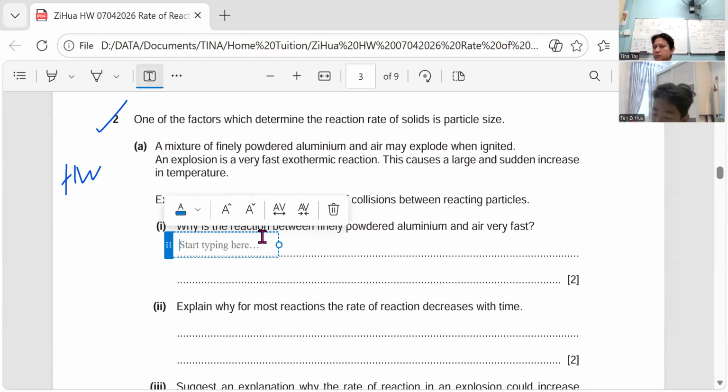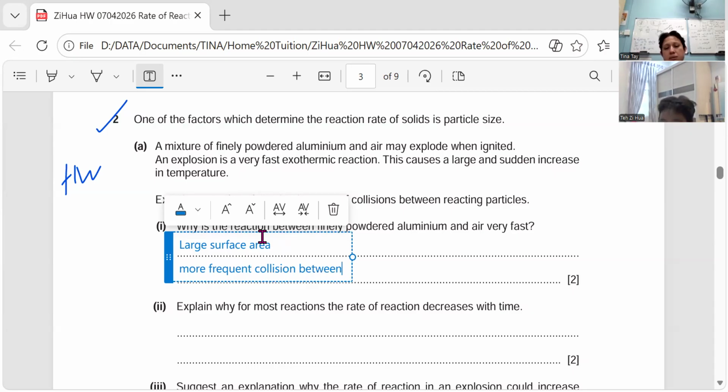The surface area is more and therefore increased frequency of successful collisions. Surface area increases and therefore increases the frequency. No, I said surface area increases. Large surface area, more frequent effective collision between particles. Okay.